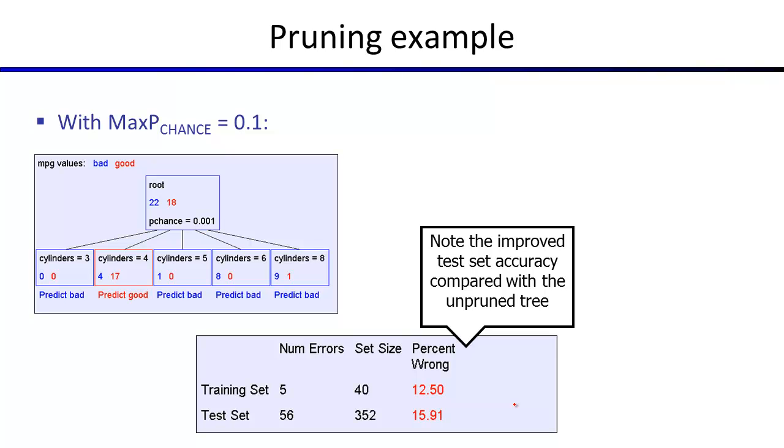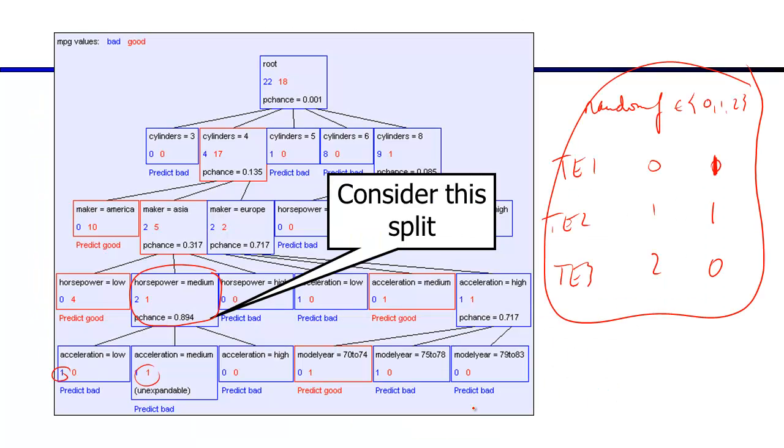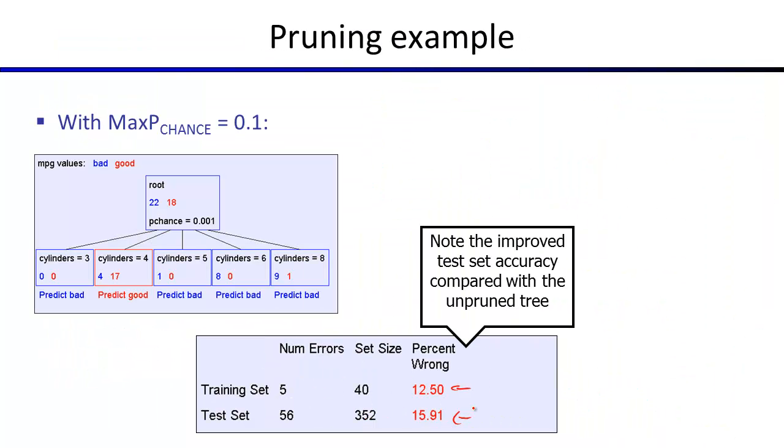So in this case here, we would have a training set error of 12.50%, test set error 15.91%. That's a pretty close match. That's where you would stop pruning, and you'd be happy with this result, but you wouldn't want to retain the entire tree that you had over here. So the pruning all the way back up will reduce your tree to just this tree over here.